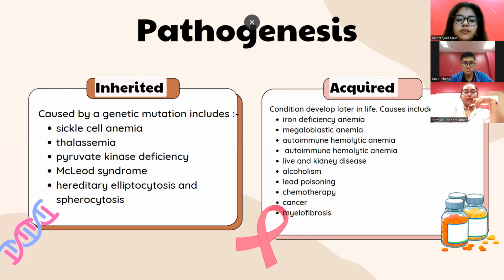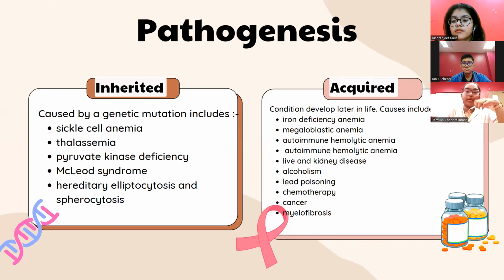Okay, now I would like to present about the pathogenesis. Any abnormal shape of RBC is called poikilocytes. So poikilocytosis is typically the result of another condition. Poikilocytosis conditions can be inherited or acquired. Inherited conditions are caused by a genetic mutation and acquired conditions develop later in life.